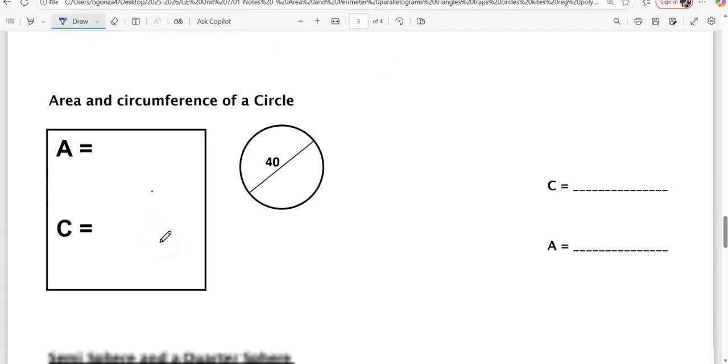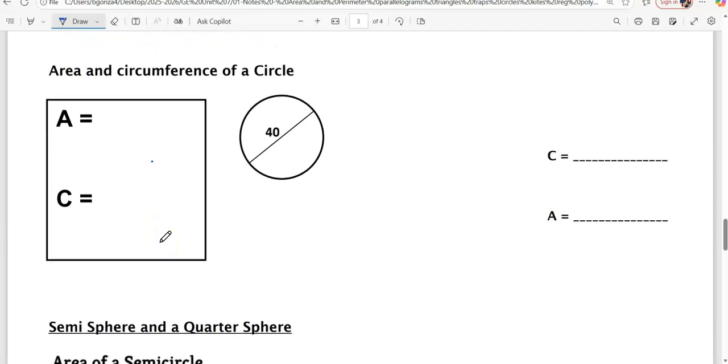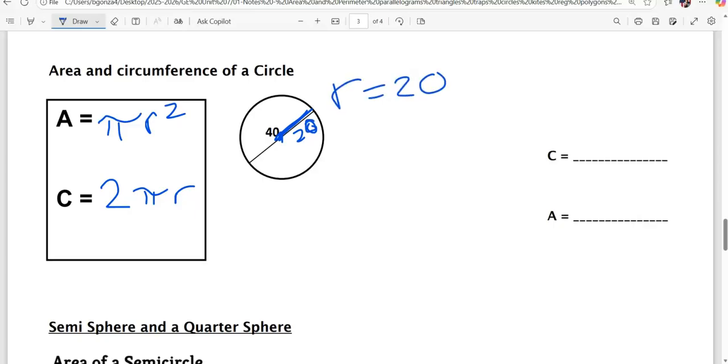Okay, area and circumference of a circle. So the area formula is pi r squared, and the circumference is 2 pi r. Those are your two formulas that should have been what you knew from middle school. The only time this is slightly difficult is when you don't know the radius. So in this picture, we do not know the radius. The radius is not 40. The radius is from the center to the edge, and that radius is 20. So r equals 20.